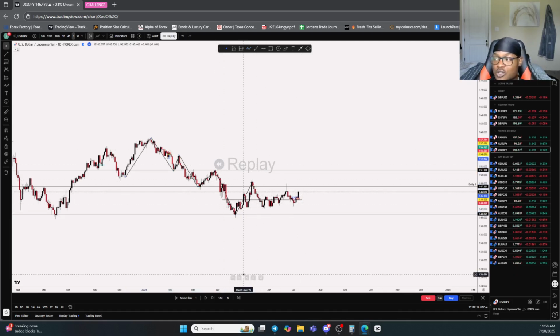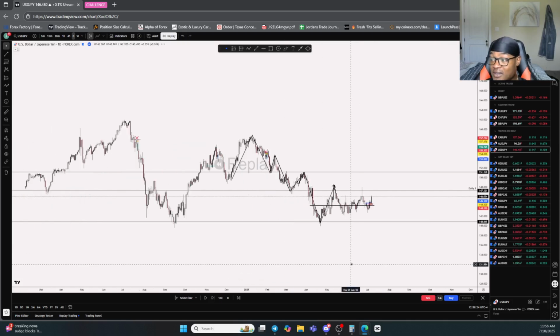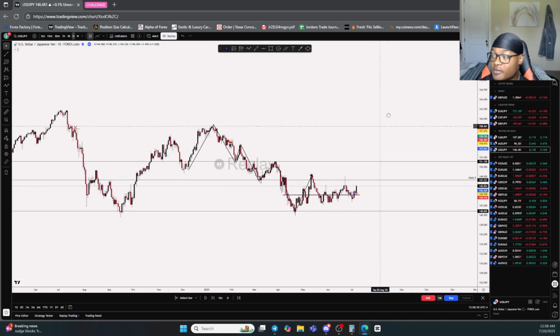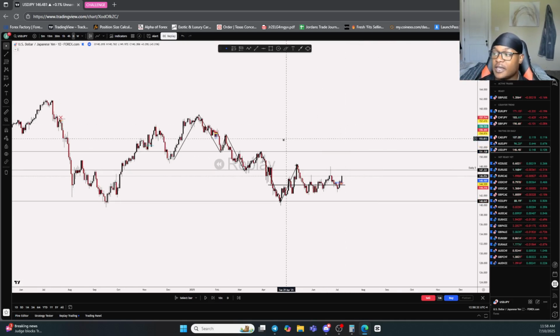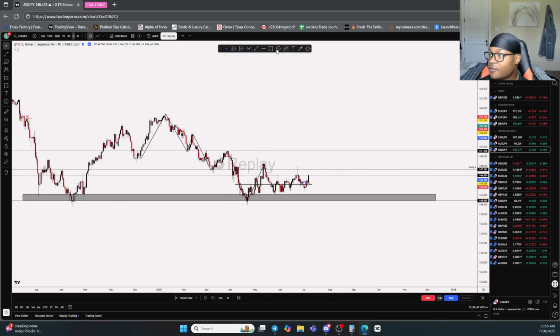So drawing out structure like so, you can now see why I was not interested in taking this setup. Don't get me wrong, the setup still looks valid if I'm being honest. I missed it. I'm not even gonna lie, I missed it because my eyes were in a different place. If I was looking at price like so, you can see how price, yes, we are bearish, but you can see how price reaches this area, right?